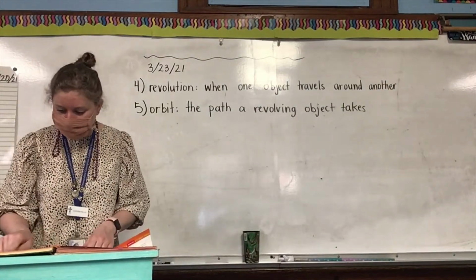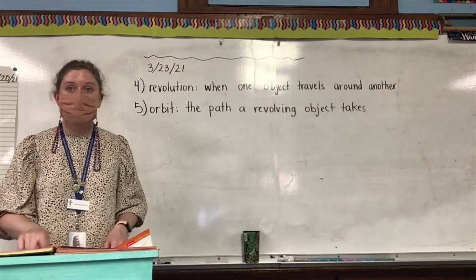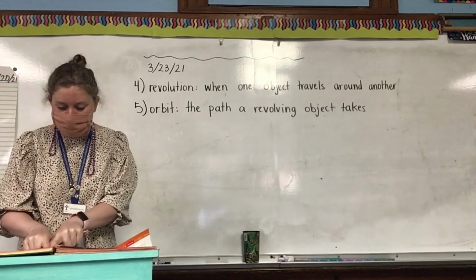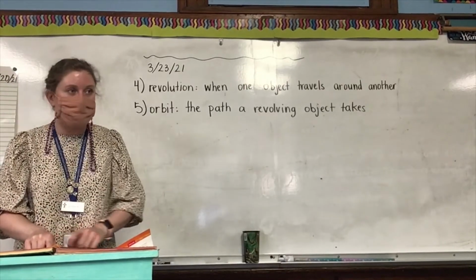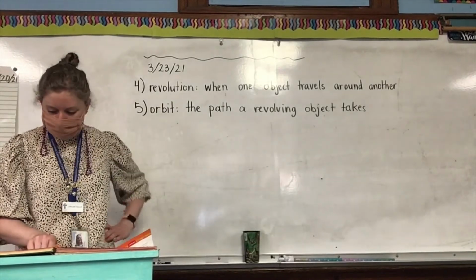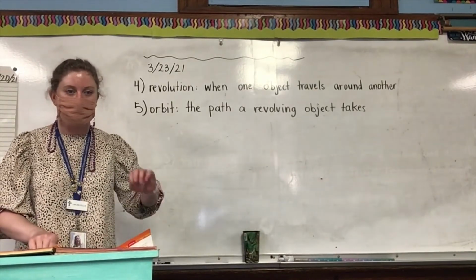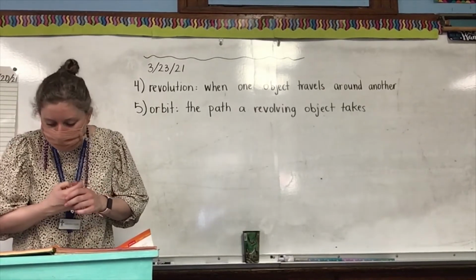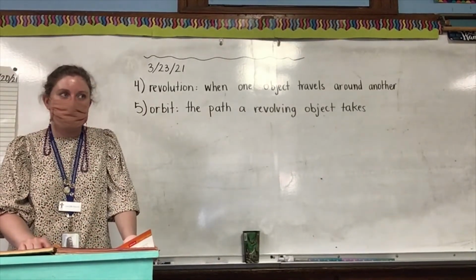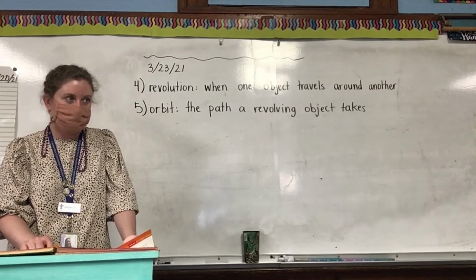So we see some seasons, however, it is completely opposite for the southern hemisphere. Let's look at this diagram. Summer is from June 21st to September 22nd in the northern hemisphere. But what season is June 21st to September 22nd in Australia in the southern hemisphere?